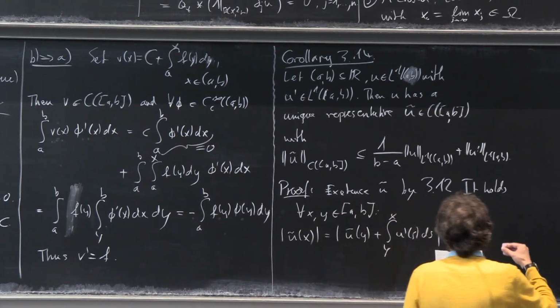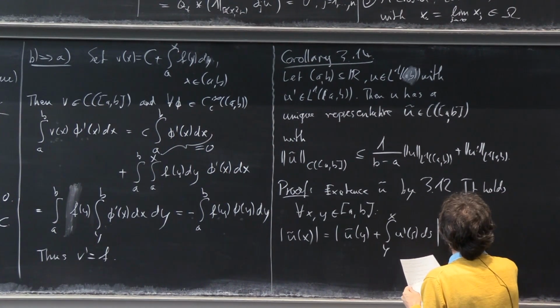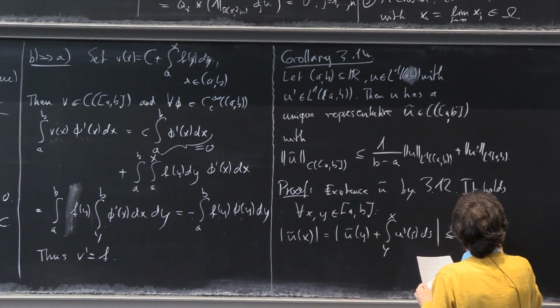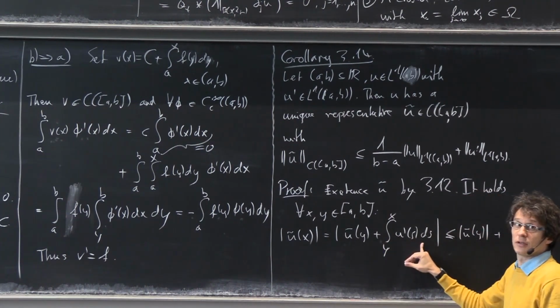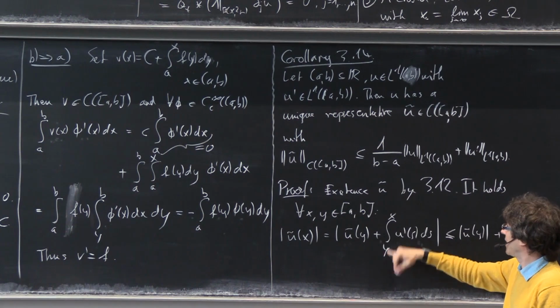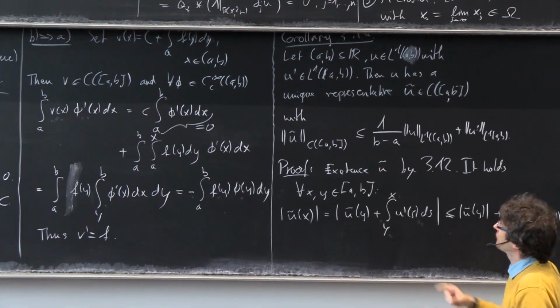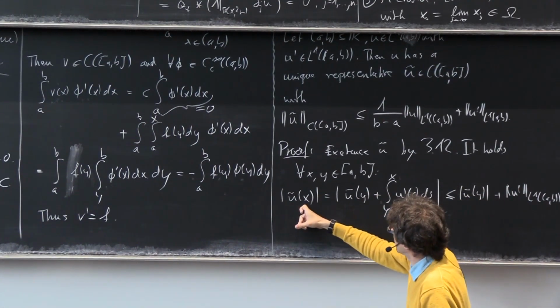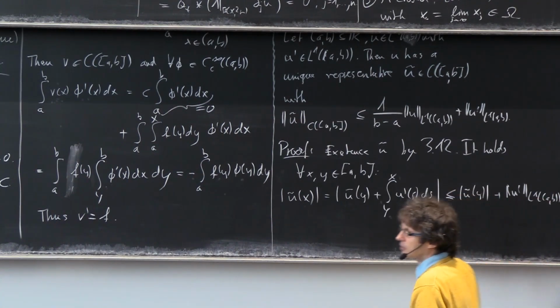Okay, once you have that, we can do some little estimates. So you do a triangle inequality. This is less than the absolute value of u tilde in y plus the absolute value of this integral. Take the absolute value inside the integral, making things greater, integrate from a to b, and what you get here is the L1 norm of u prime. Now we get for every x and y that the value of u tilde of x is less than u tilde of y plus this norm.